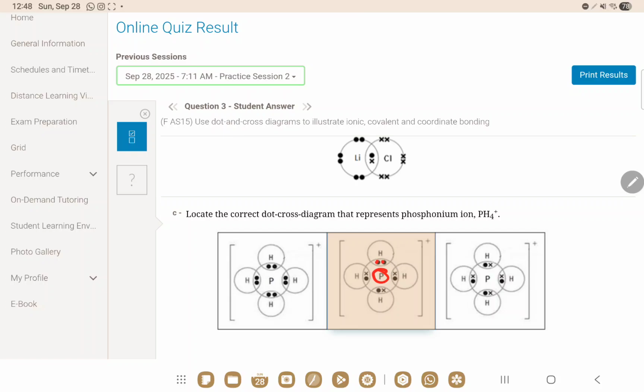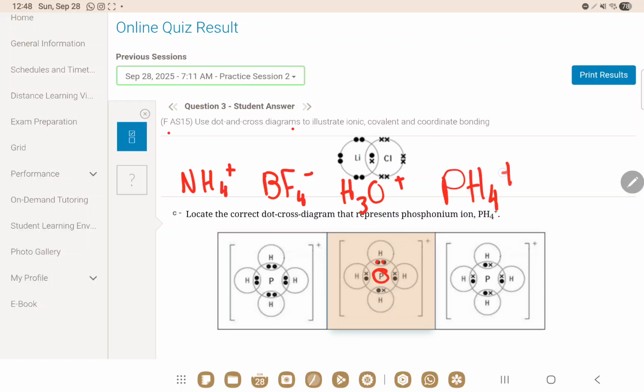So the ones that form a dative bond are NH4 plus, BF4 minus, H3O plus, PH4 plus, and Al2Cl6.